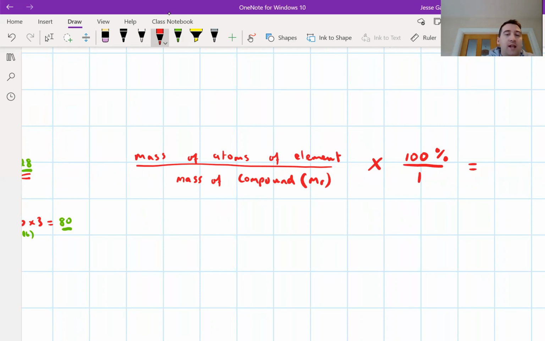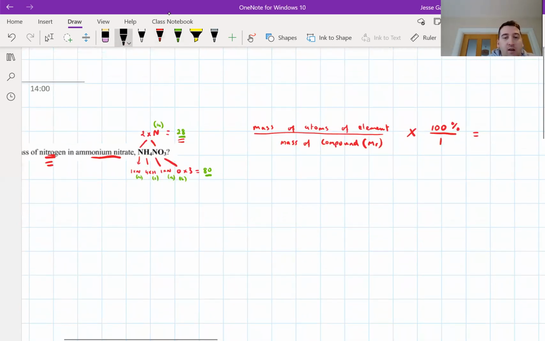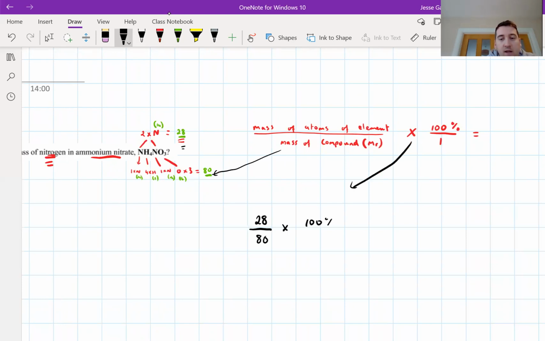All right, so taking that idea, we plug in our values: 28 divided by the mass of our compound, which is 80. And then we times it by 100% over 1, or 100 over 1, and that's going to give us our answer as a percentage. So pause the video and try this on your calculator if you haven't already. Okay, your answer should be 35%. And we're going to put a box around it as our final answer.